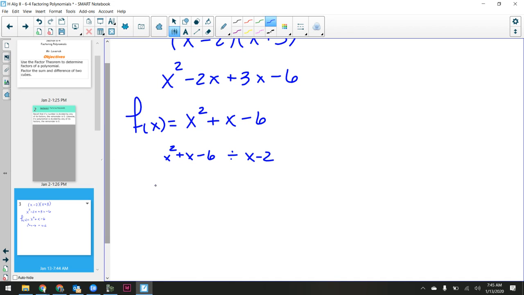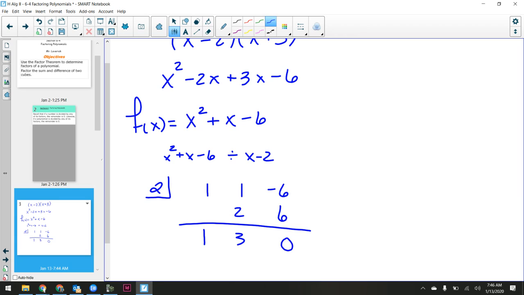So take a look here. I'm going to do this the easiest way possible. Synthetic division is the easiest way because I'm dividing by a binomial. And I've got 1, 1, negative 6. Okay, so this is a 1, a 2, a 3, a 6. Hey, look at that. Don't I get a remainder of 0?